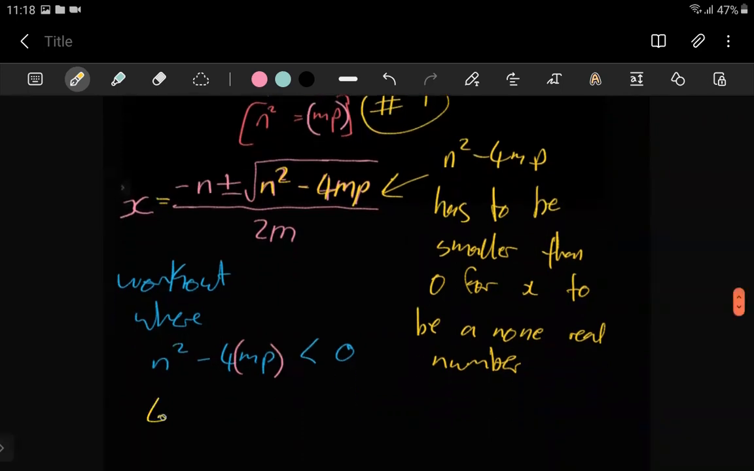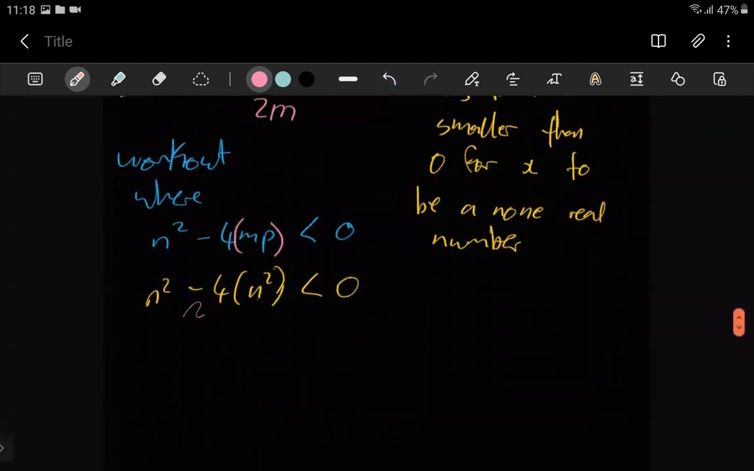So here you can say n squared minus 4, and replace this with n squared. It's easier if we replace the mp here instead of replacing the n squared, because if we throw mp where n squared is, we're going to be working with 2 variables. It's easier if we work with just 1 variable. So here, this is going to be n squared minus 4n squared, which is technically 1 minus 4, so that's going to be -3.